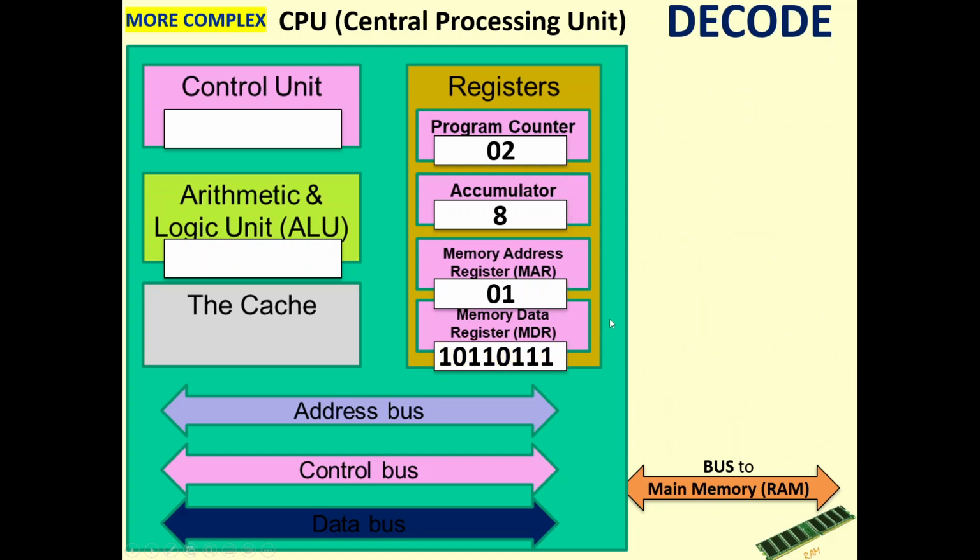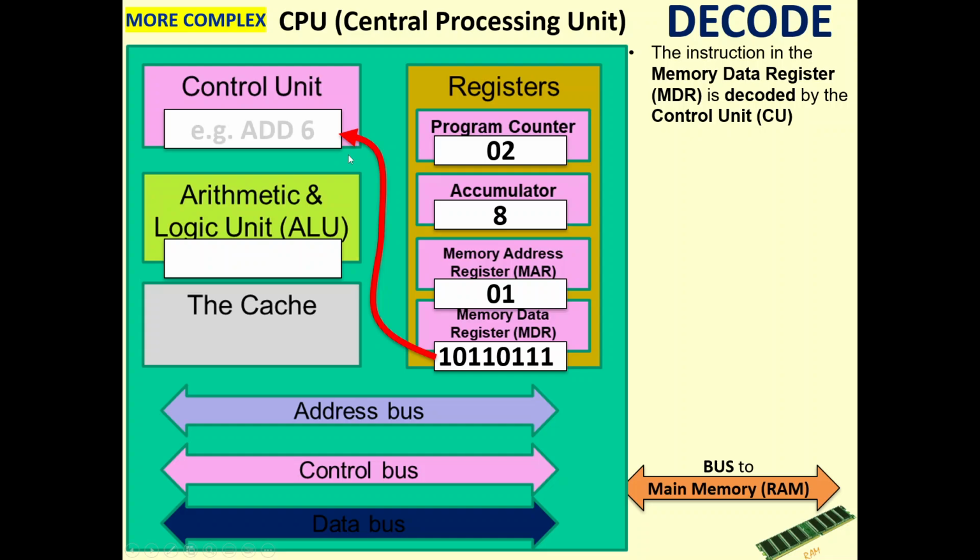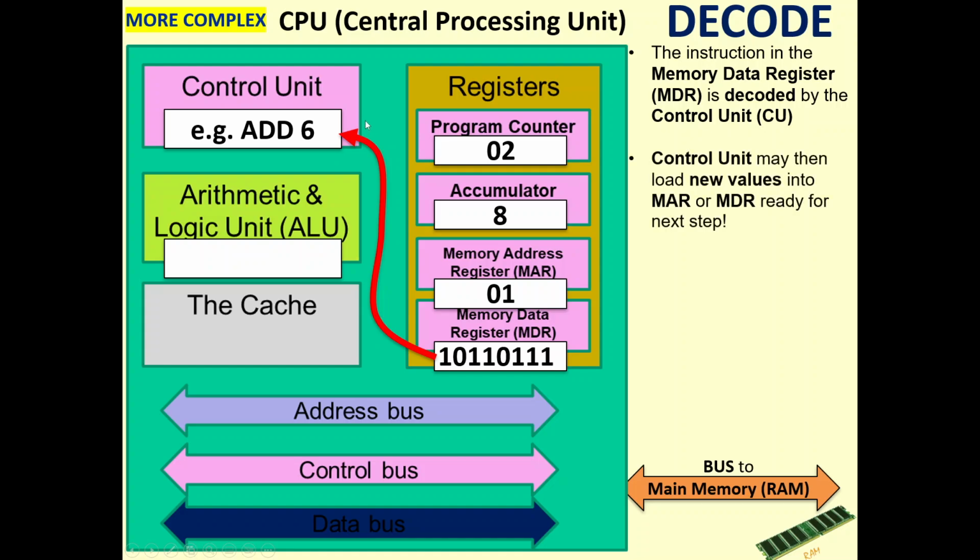After fetch, we then decode. Well, we've got the instruction here in RAM, in the MDR, but we don't know what it is. So the instruction in the MDR is decoded by the control unit. The control unit decodes it. And look, we now know that means add 6. So now we know what add 6 is. The control unit may then load a new value into the MAR, MDR, ready for the next stage. In this case, it's loaded the number 6 in there, ready to use.